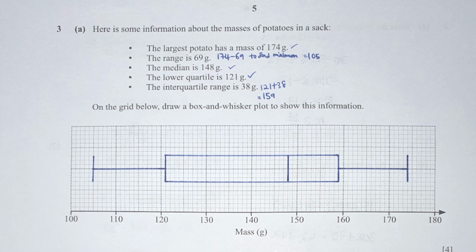As for part 3, number 1, okay, drawing it out. Key information here is that the largest is 174 and then the range. So when you take 174 minus by 69, you get the minimum as 105. Median will be this line that I drew in the center of the box, which is 148. Lower quartile is 121 and the interquartile range is 38. So from your lower quartile, when you add it with 38, you get 159. So through that, you should be able to construct this box and whisker diagram here.